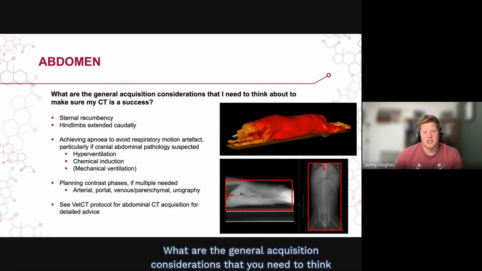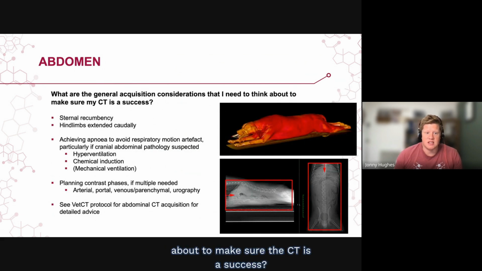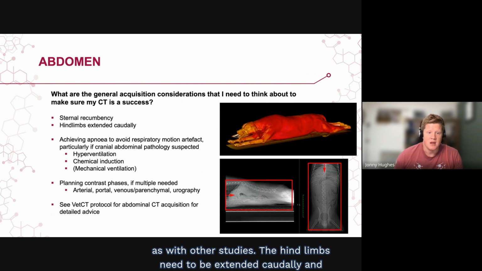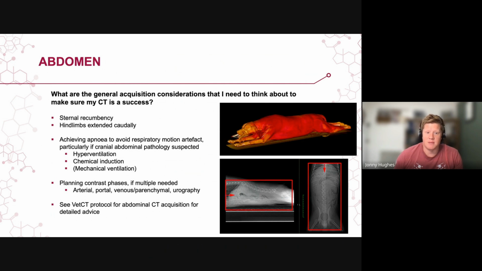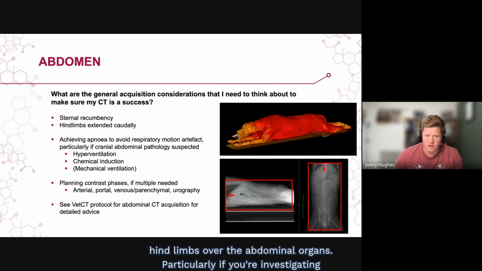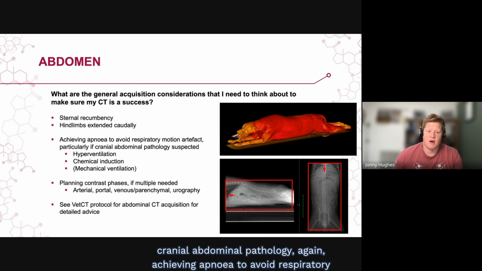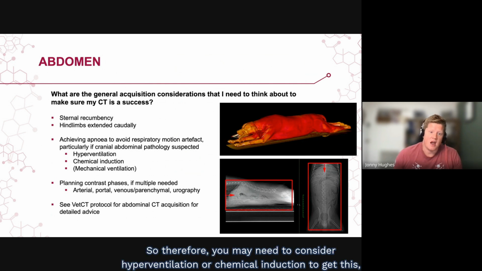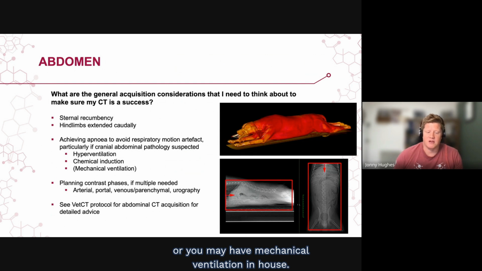What are the general acquisition considerations that you need to think about to make sure the CT is a success? Well, the patient needs to be in sternal recumbency and positioned symmetrically as with other studies. The hind limbs need to be extended caudally and positioned comfortably, and this is to remove the streaking artifact from the hind limbs over the abdominal organs. Particularly if you're investigating cranial abdominal pathology, again, achieving apnea to avoid respiratory motion artifact is paramount. So therefore, you may need to consider hyperventilation or chemical induction to get this, or you may have mechanical ventilation in-house.